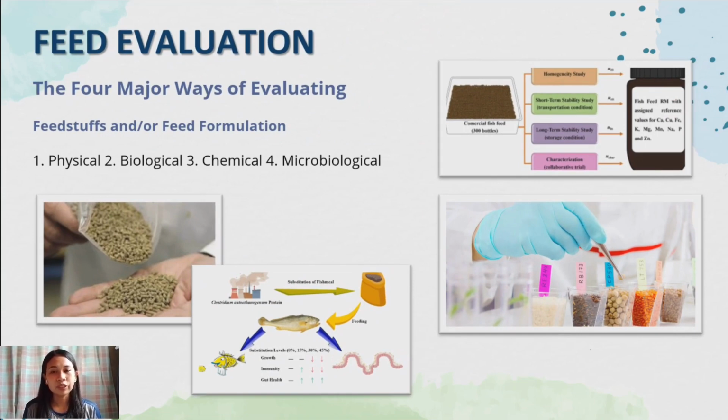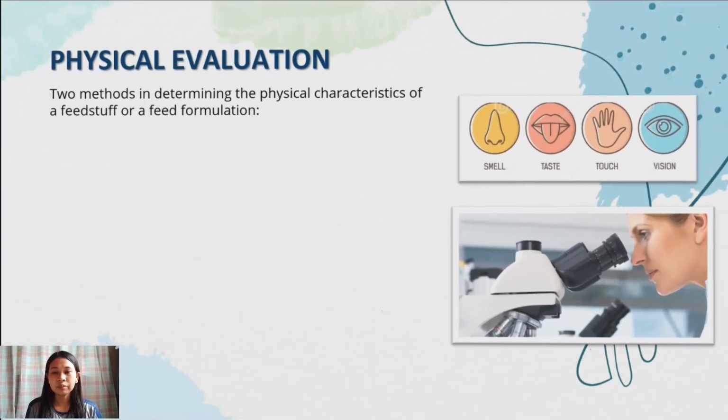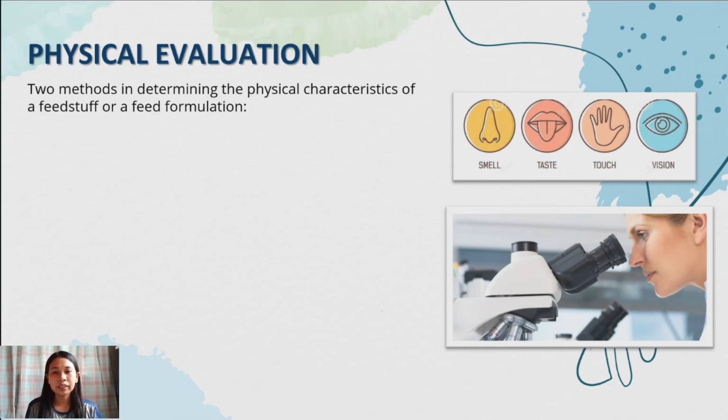For feed evaluation, there are four major ways of evaluating feedstuffs and feed formulations. First is the physical, then biological, chemical, and lastly, the microbiological. For physical evaluation, there are two methods of determining the physical characteristics of a feedstuff or a feed formulation.